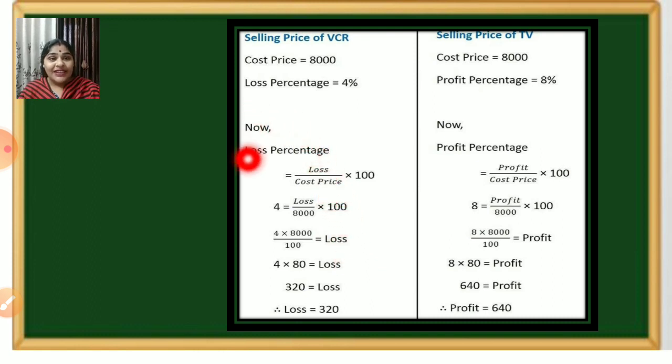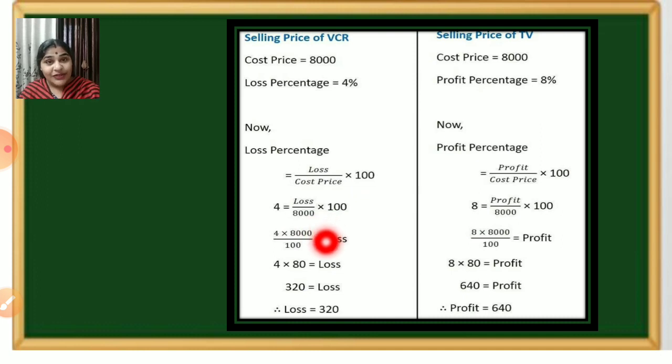So let us continue. Here we have a formula. Loss percent is equal to loss upon CP multiplied by 100. Let us substitute whatever we have. We have loss percentage, that is 4. It was given in the question. 4 is equal to loss upon CP. Now we don't have loss and we have CP is equal to 8,000.